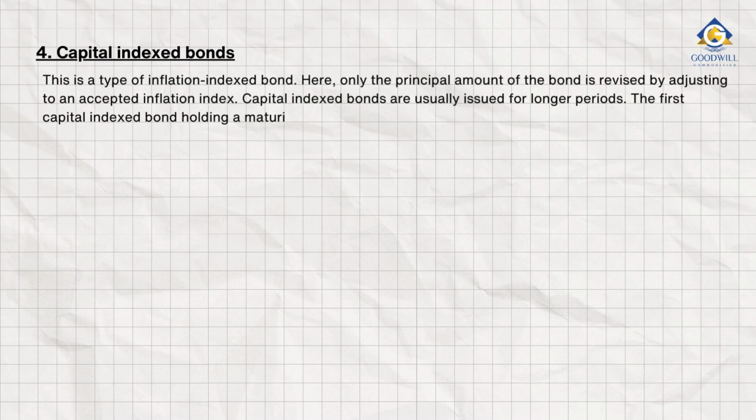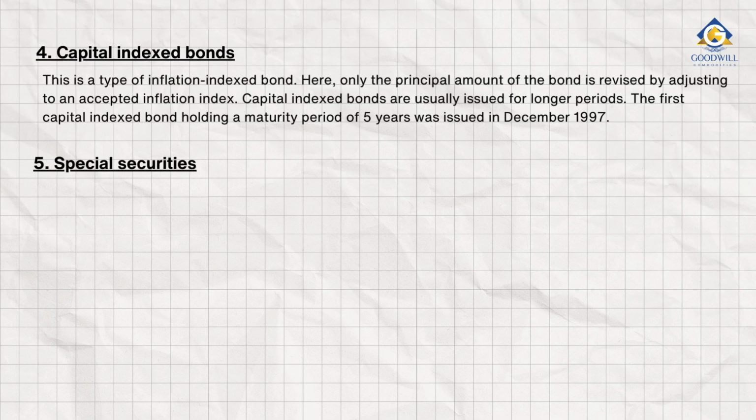4. Capital-indexed bonds. This is a type of inflation-indexed bond. Here, only the principal amount of the bond is revised by adjusting to an accepted inflation index. Capital-indexed bonds are usually issued for longer periods. The first capital-indexed bond holding a maturity period of 5 years was issued in December 1997.